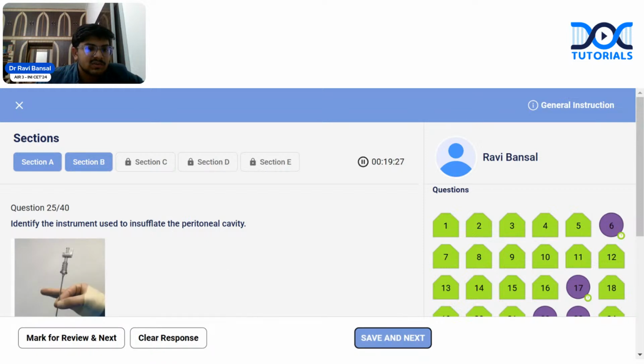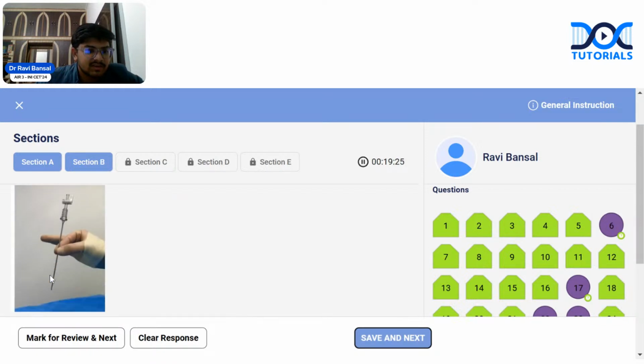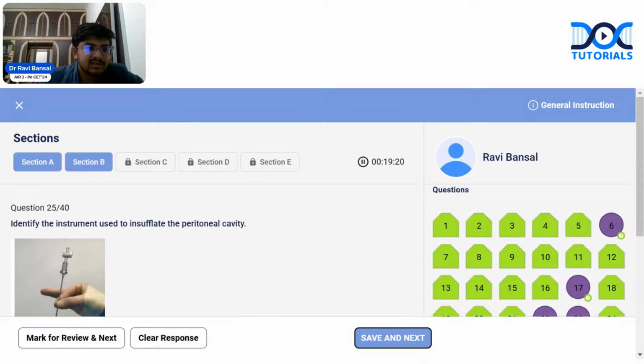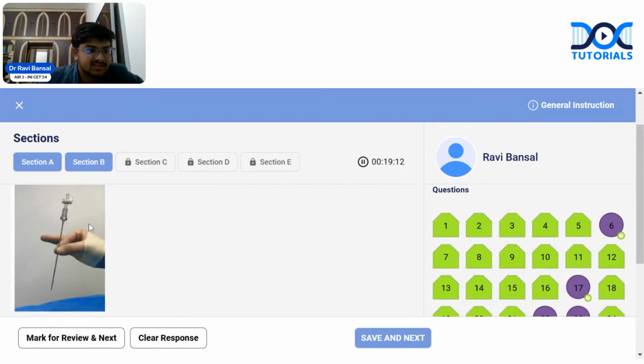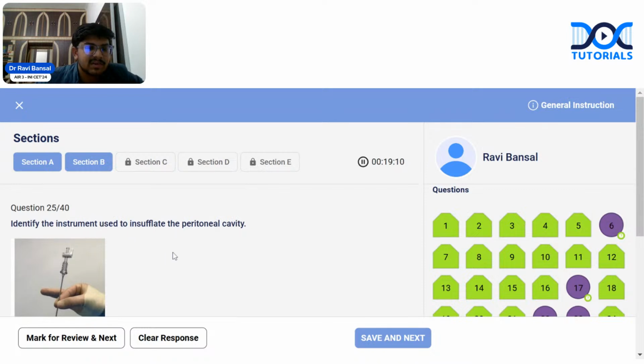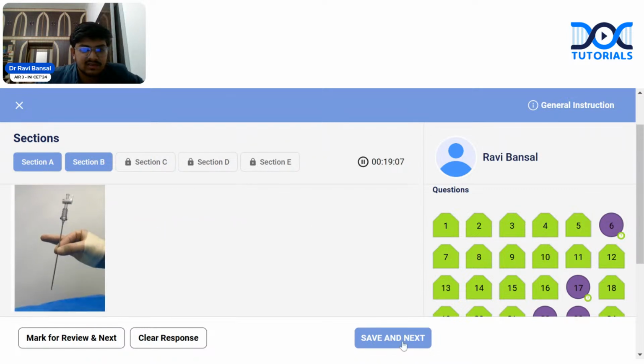Identify the instrument used to insufflate the peritoneal cavity. So this is Veress needle, used while creating the pneumoperitoneum. They have given other options, and I do not know about any of those. Lens, Matthew, Jack. I have read Veress, and they also gave insufflate the peritoneal cavity. So this is the right answer.